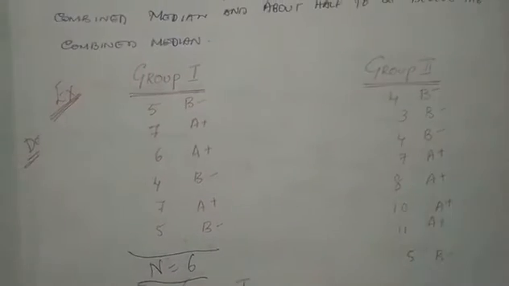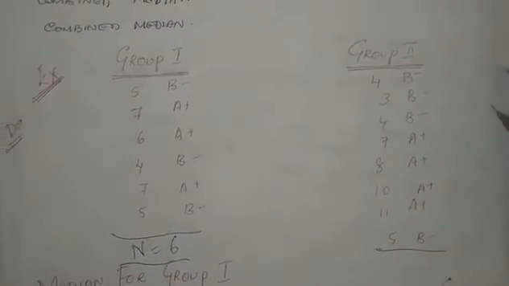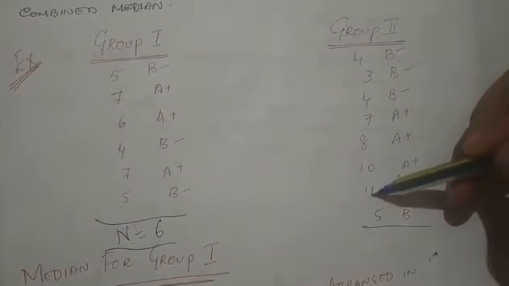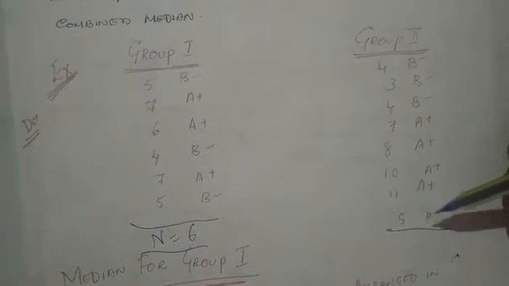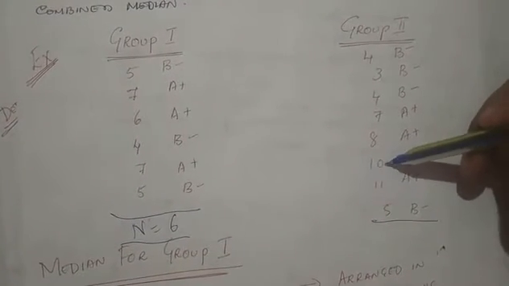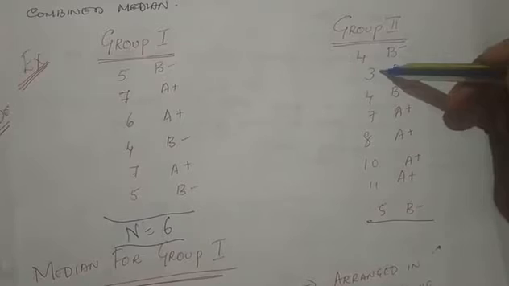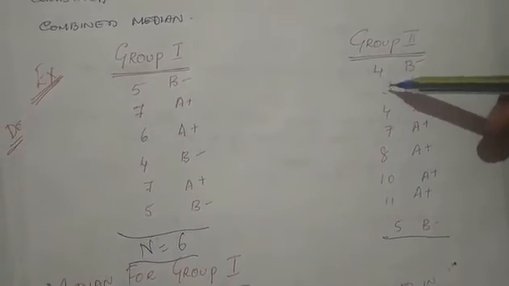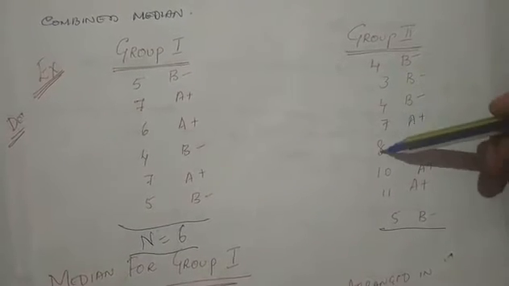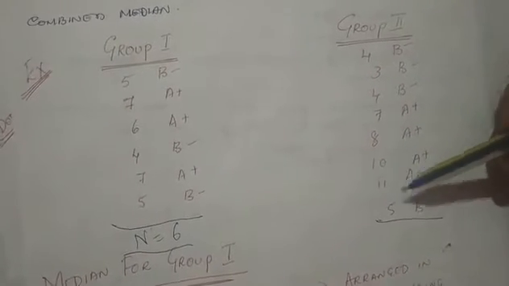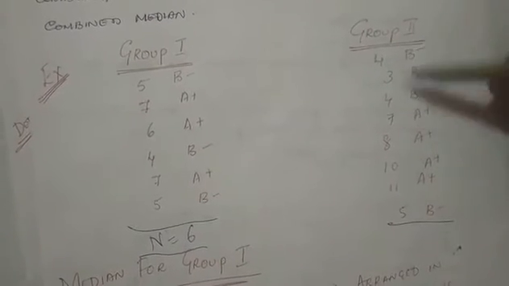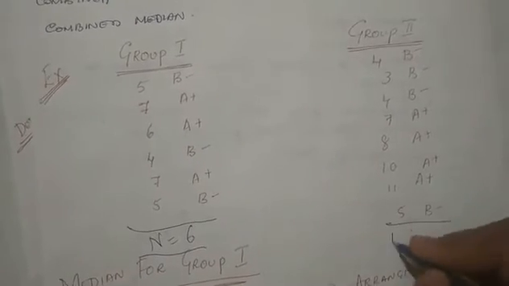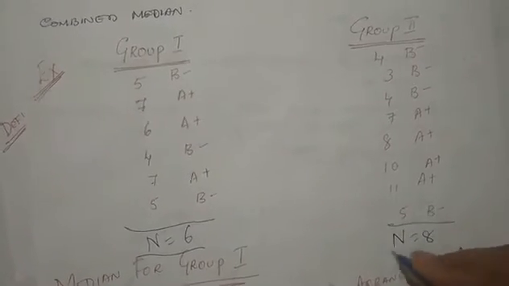6. Under group 2 we have 4, 3, 4, 7, 8, 10, 11 and 5. We have 4 twice in the group, 3 one time, 7 one time, 8 one time, 10 one time, 11 one time and 5 one time. The total number of scores under group 2 is 1, 2, 3, 4, 5, 6, 7, 8. So n for group 2 is 8.